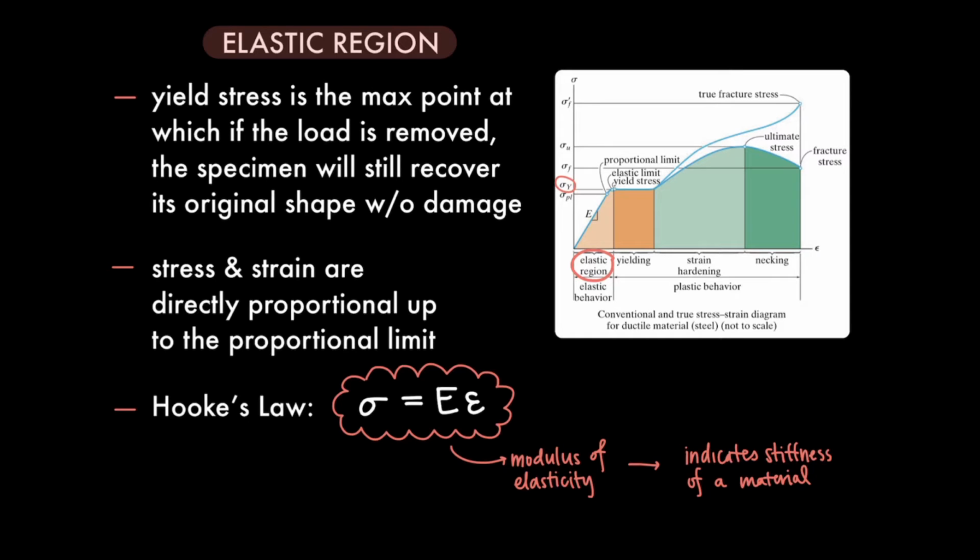The modulus of elasticity is the slope of the stress-strain curve in the elastic region, and it essentially indicates the stiffness of a material. Also, since strain is dimensionless, the modulus of elasticity has the same units as stress, such as psi, ksi, or pascals.